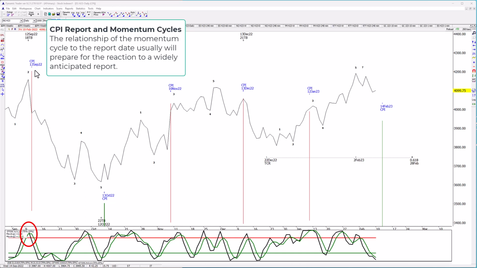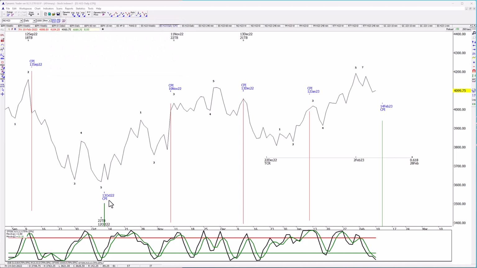I'm going to show you how we look at the higher time frame weekly trend in a minute. Let's now focus on just the daily cycles. Let's go down to the October 13th report. On October 13th, I have a green line here because it represents that the daily momentum cycle was either oversold or bullish and not overbought. And that's exactly what it was at this time.